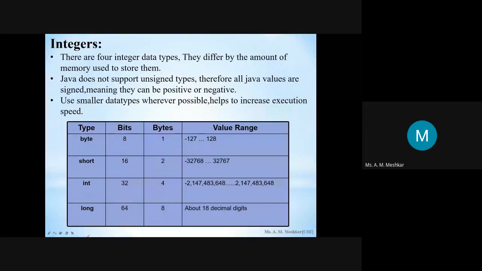So integers, I hope you are taking down the notes, at least draw the tables. Okay, so integers are used to represent whole numbers. They are again divided into 4 subtypes, depending only on their size. There is only a difference in the size in which they are stored. All of them belong to the category of integers. The subcategories are byte, short, int, and long.